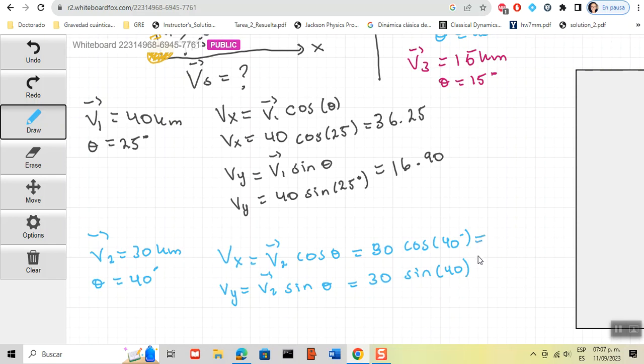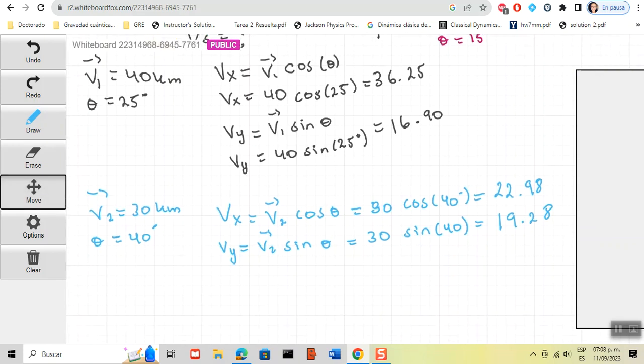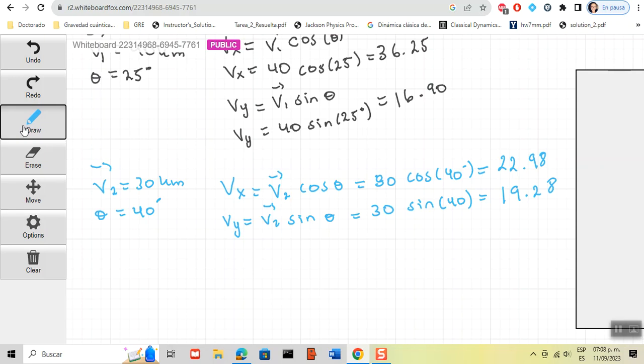So anyway, we calculate that on our calculator, and we get that the component in x is 22.98. I'm sorry, that's my dog. And then we're going to do the sine of 40 times 30, so that's going to be 19.28. There we go. The same thing happens, guys, with vector number 3. I'm just going to pause it and do it and show you the final result, so I can show you the final procedure to add all the components for the vectors.